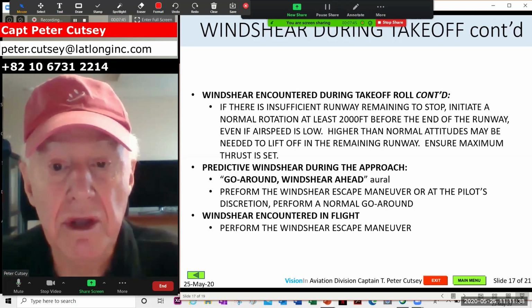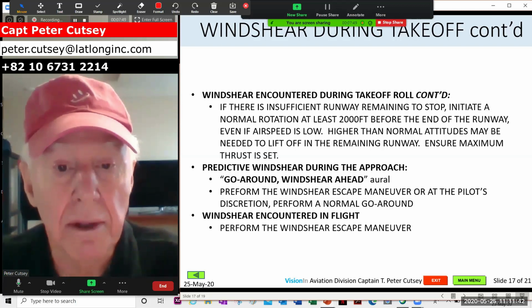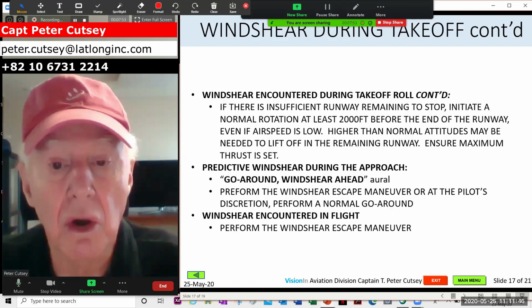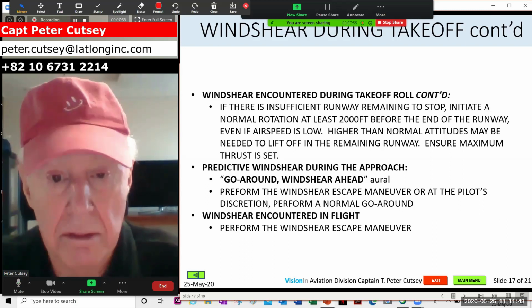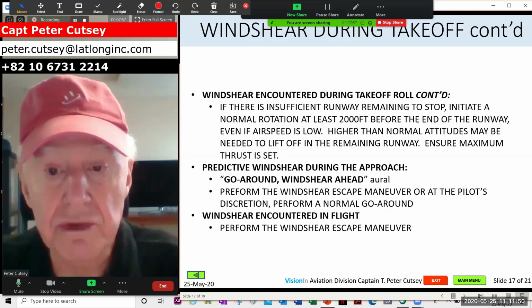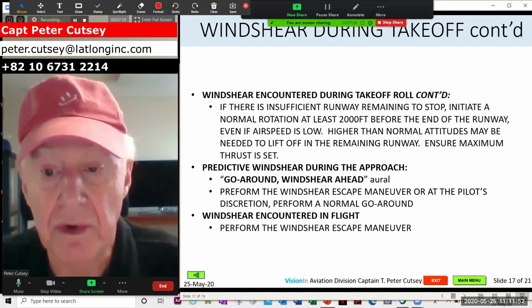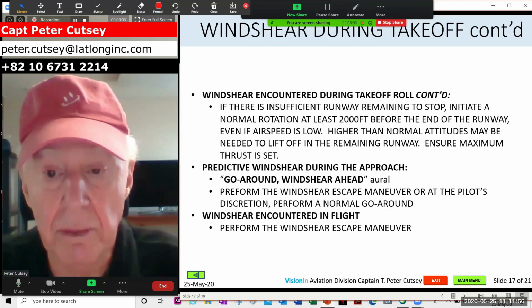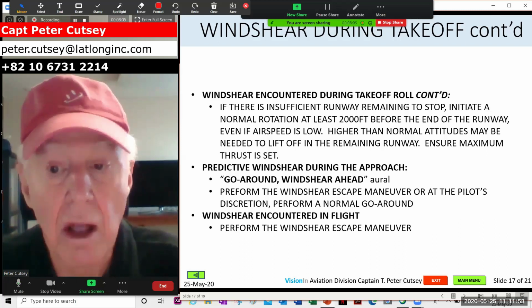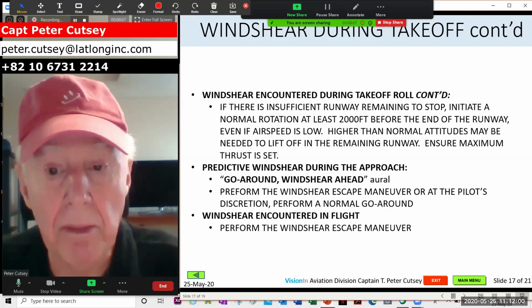Now, predictive wind shear during the approach will be announced by an oral "go around, wind shear ahead." So perform the wind shear escape maneuver by calling "wind shear" and then carry out the maneuver, and we'll look at that in a second. Or, at the pilot's discretion, perform a normal go-around.